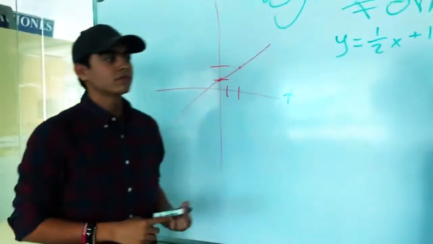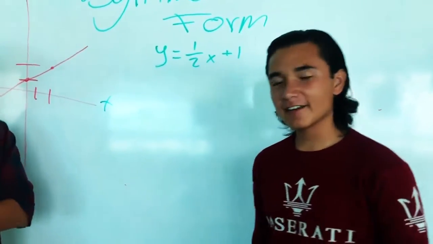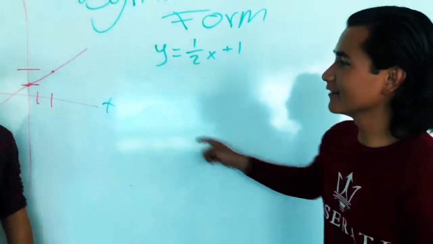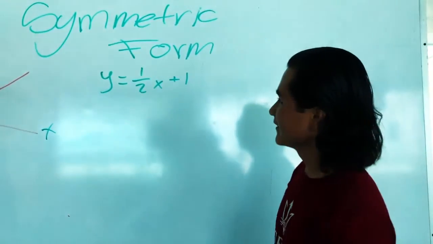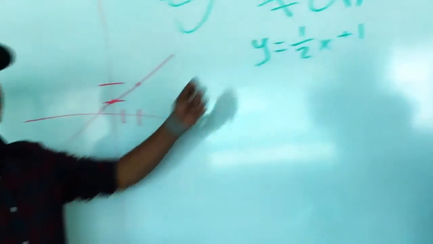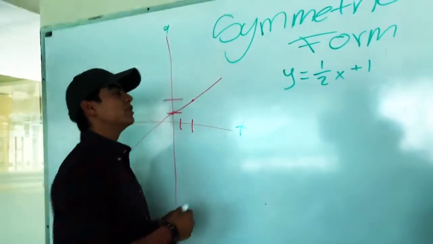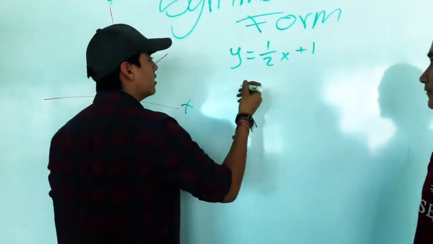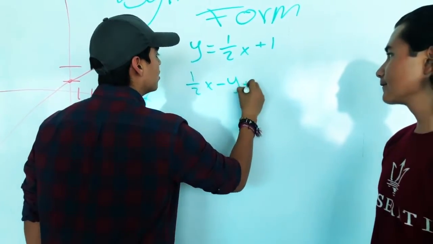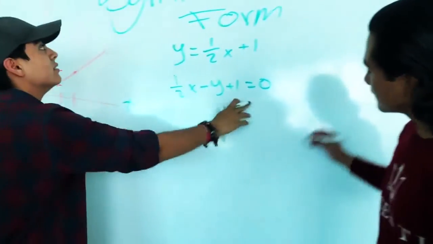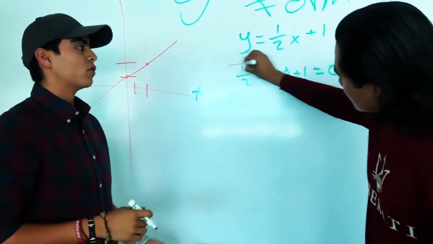Hello guys! As my partners explained the general and the slope of the graphic, now we're going to explain the symmetric form. Okay, so in order to get the symmetric form is really easy. We just need to pass this y to the other side, and we get 1/2 of x minus y plus 1 equals 0. This isn't the symmetric form. This is known as the general form.